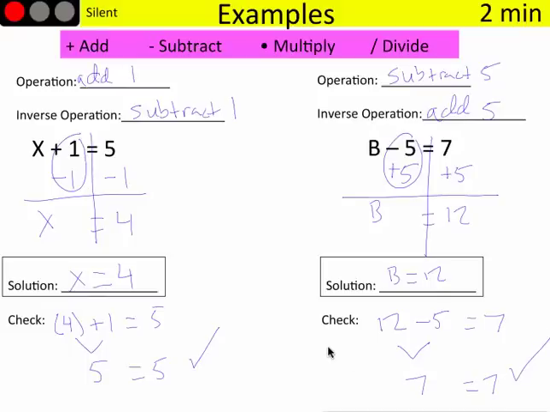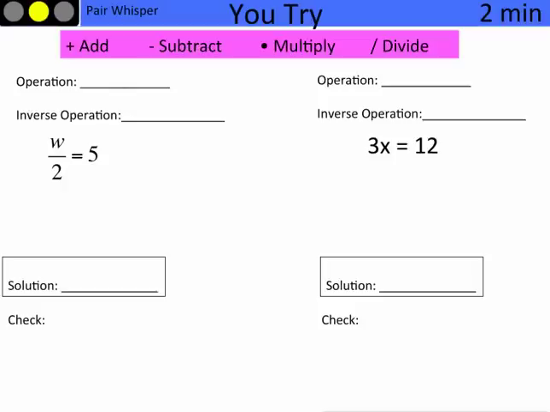Please pause the video and you try number 1. When you finish the problems, hit play again to see the answers. So hit pause now. Okay, now let's check your work.